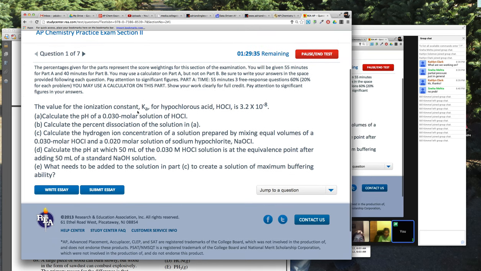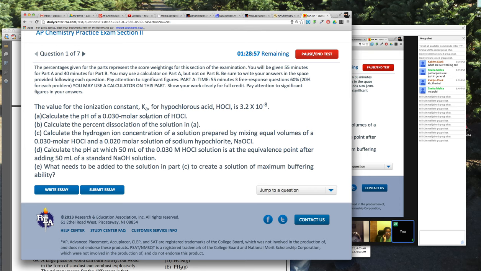The value for the ionization constant, Ka, for hypochlorous acid, HOCl, is 3.2 times 10 to the negative 8th. So part A, calculate the pH of a 0.030 molar solution of HOCl. So that one is actually pretty easy. Do you guys have any ideas? It would be x squared over 0.03 equals the Ka. Yes, that's exactly right. And then once you solve for x, you just plug it into your negative log and you get the pH.